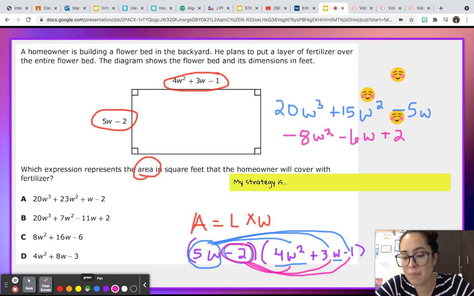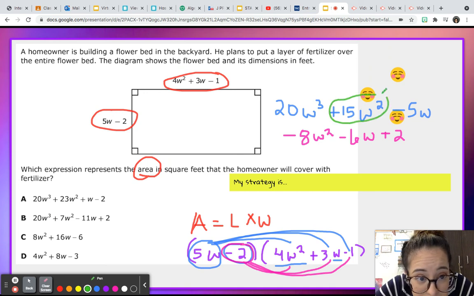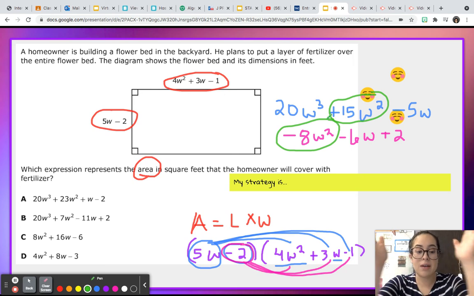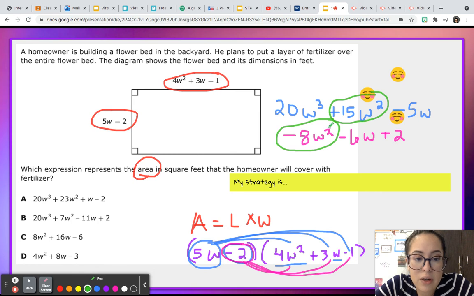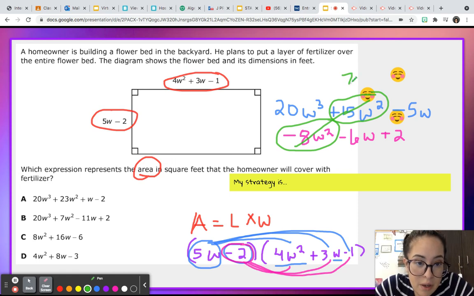The next step is to combine like terms. So I combine only the variables with the same exponents. First of all, I see this and this with the same variable, same exponential value. So that means I can combine those two. Those two together become 15 minus 8, which is equal to 7. Positive 7w raised to the second power.